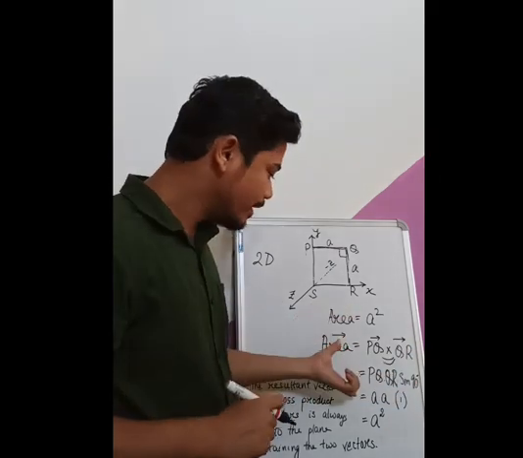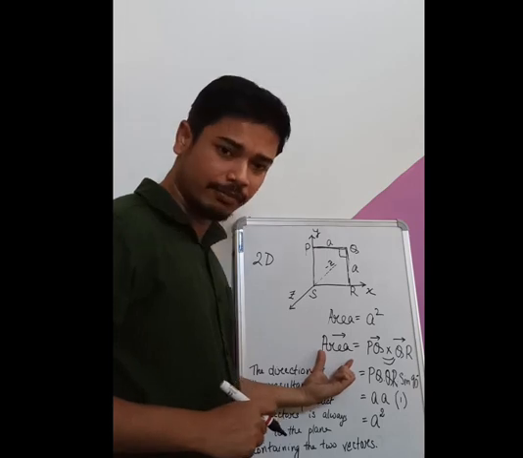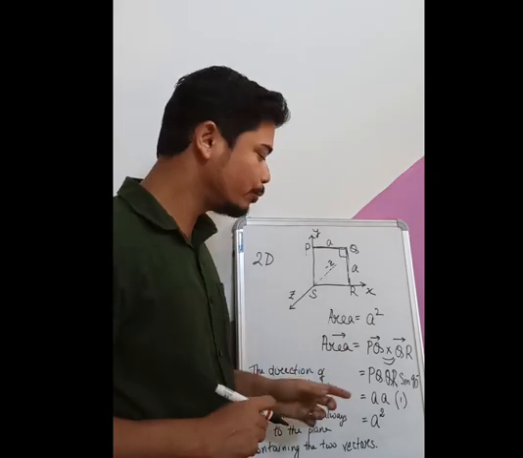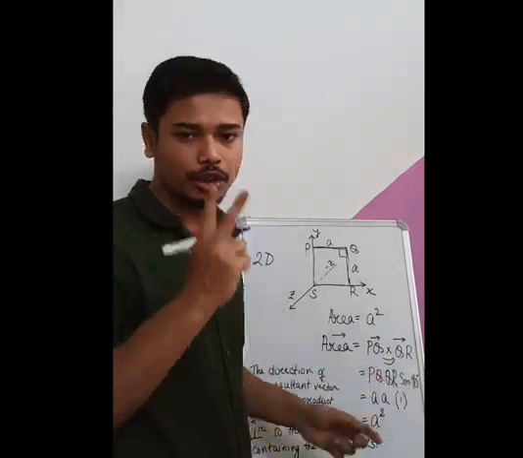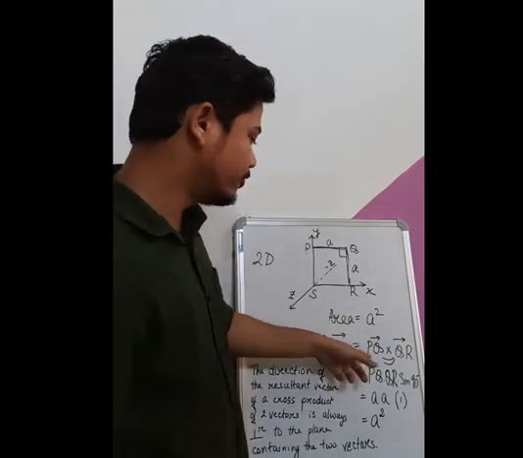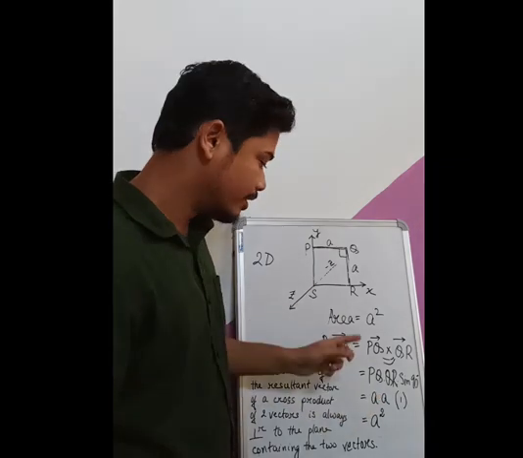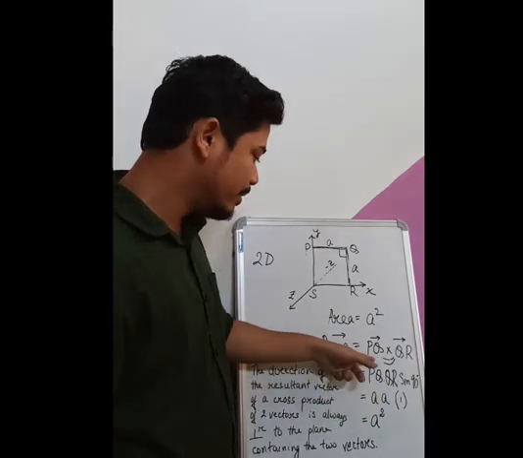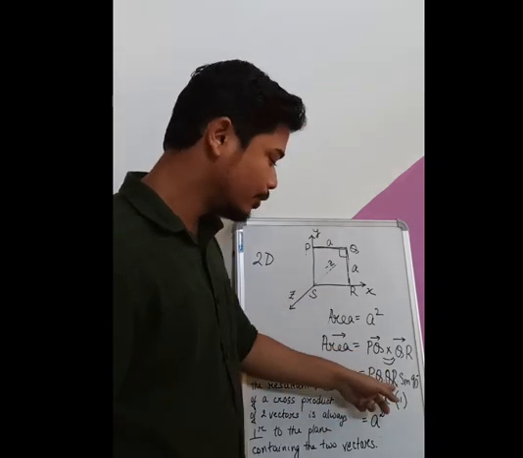That means in this concept, the area is a vector quantity, since we are taking the cross product of two vectors, right? What would be the value of the cross product now? The value of the cross product would be PQ. What is the value of PQ? A, and QR is A.